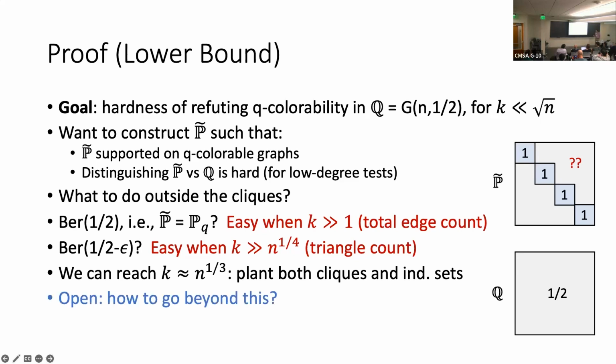And so that's the main open problem I want to pose: how to construct a better distribution that hopefully goes to n to the 1/2.